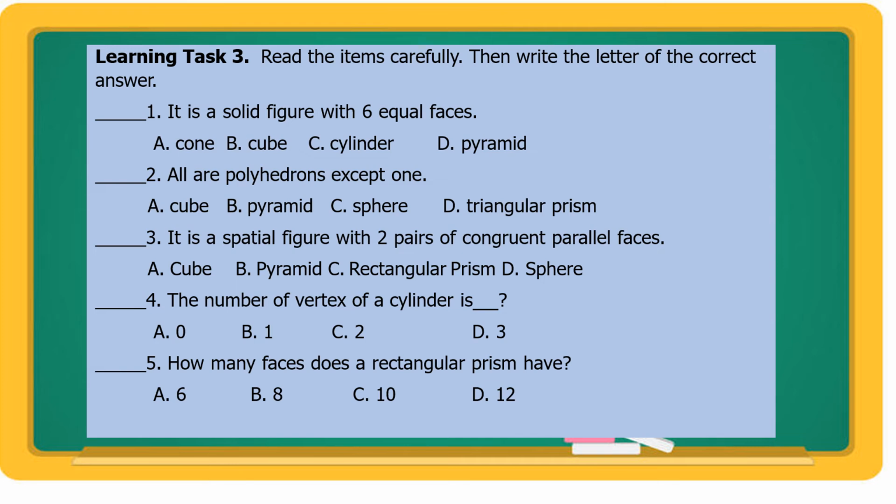3, it is a spatial figure with 2 pairs of congruent parallel faces. What is that? Is it A, cube, B, pyramid, C, rectangular prism, or D, sphere? Number 4, the number of vertices of a cylinder is blank. A, 0, B, 1, C, 2, D, 3. And the last number, how many faces does a rectangular prism have? A, 6, B, 8, C, 10, D, 12.